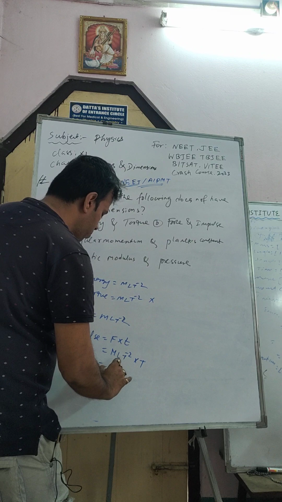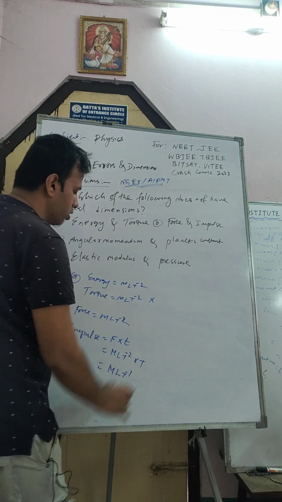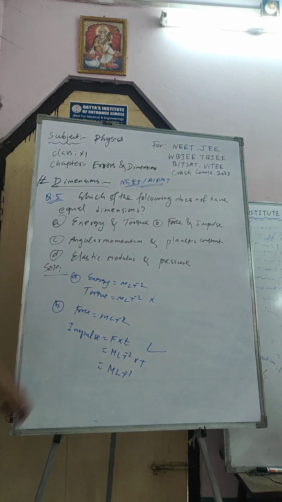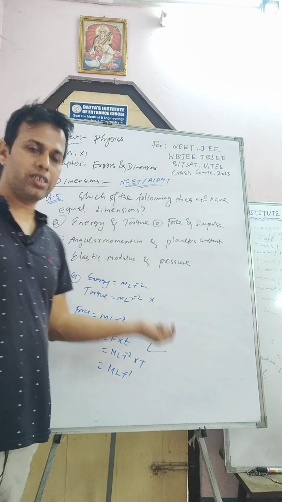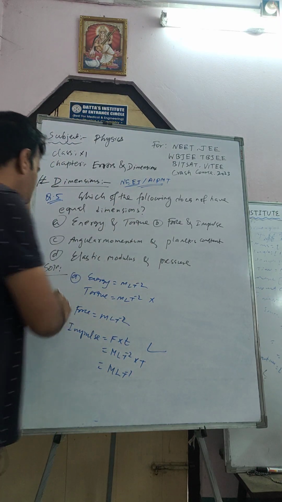So the dimension of impulse will be MLT^-1. So this one will be the correct answer, and the others will be the same. So option B is the correct answer. Why is option B the correct answer?